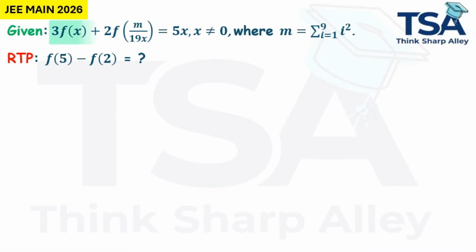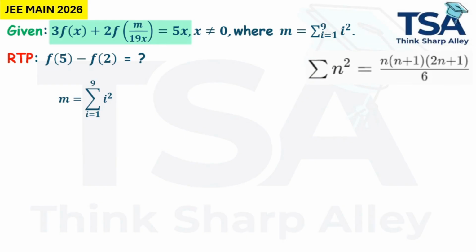Now notice that we have been given this equation whose value depends upon m. And the value of m is nothing but the sum of the squares of the first 9 natural numbers. So we have a standard formula for this. We are going to use this for the value n equal to 9. So putting n equal to 9, we have summation i square as 9 into 10 into 19 by 6.